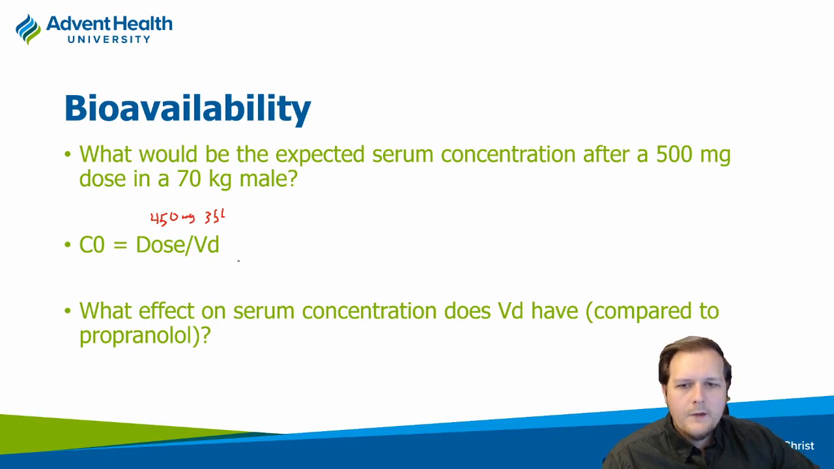And so you're going to see, okay, well, what effect with serum concentration does VD have, right? I'm going to calculate that. So 450 divided by 35. If anyone puts that in the chat, I'm going to use my phone to do this. I don't have it in front of me. Right, so it's going to be let's say 12.9, right?